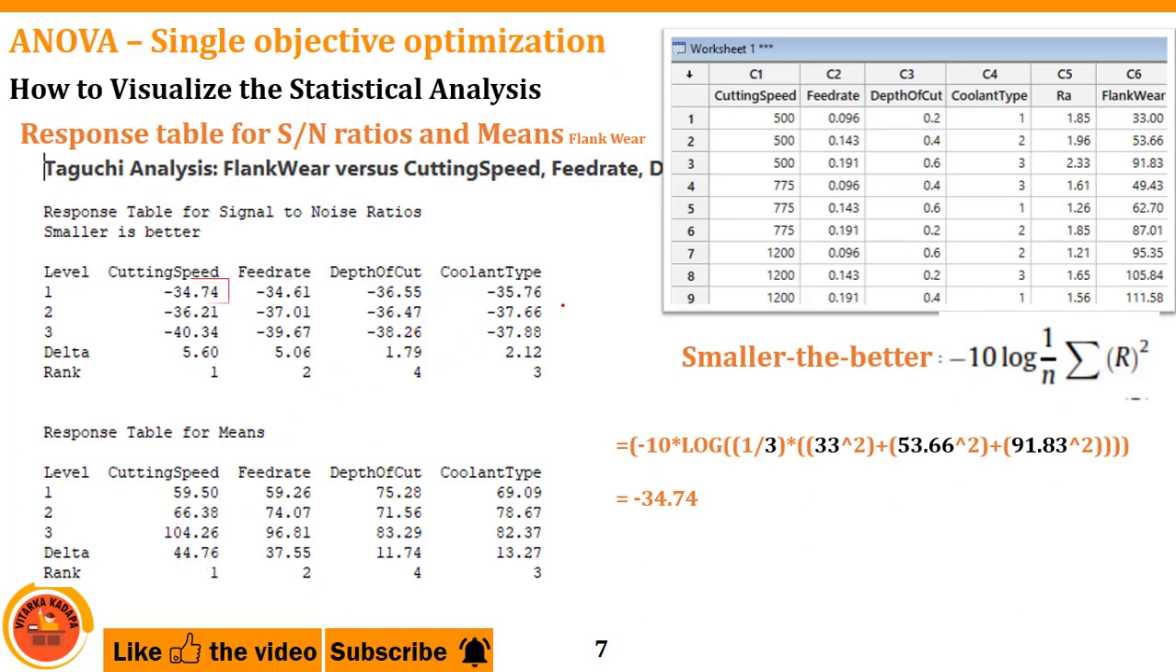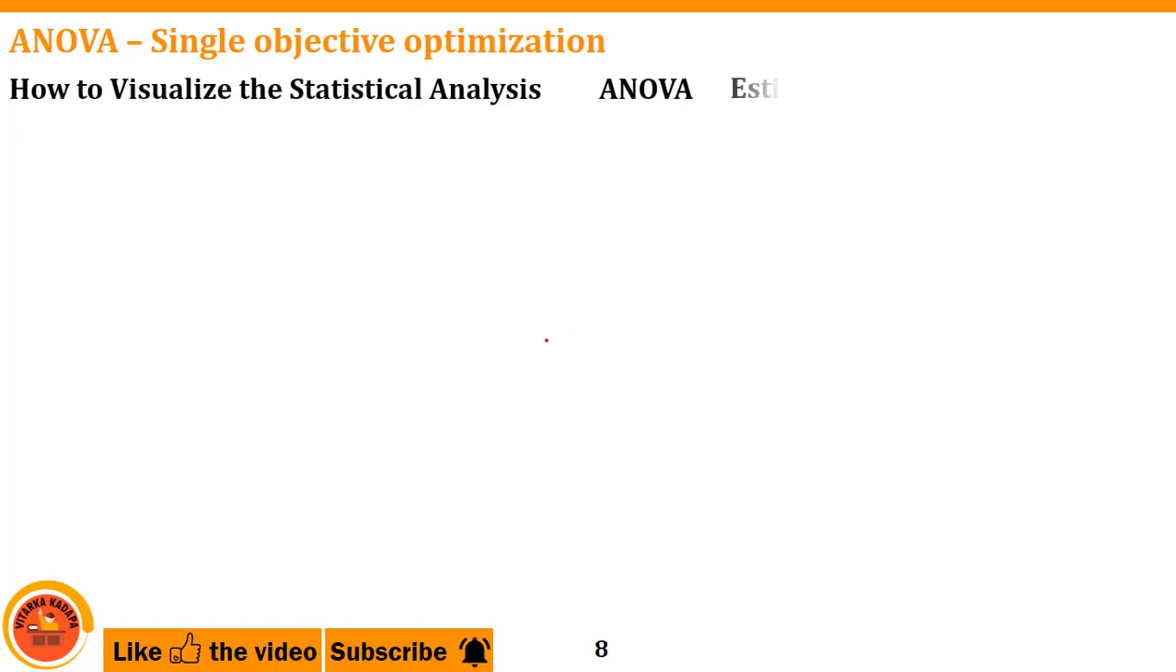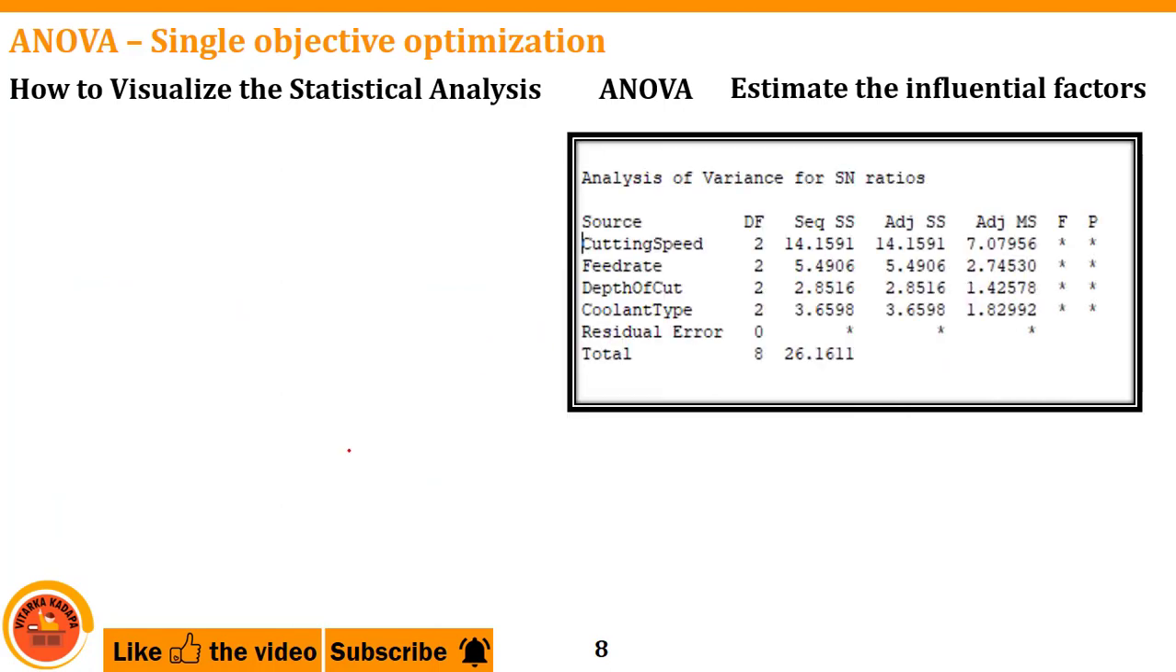Next, how to visualize the estimation, like ANOVA estimation, influential factors. Here the most important thing is the ANOVA table will give like this. Here what are the degrees of freedom? So for degrees of freedom, I have said that it is the number of experiments minus 1. Here we are having 9 experiments, minus 1 is 8. So 8 degrees of freedom.